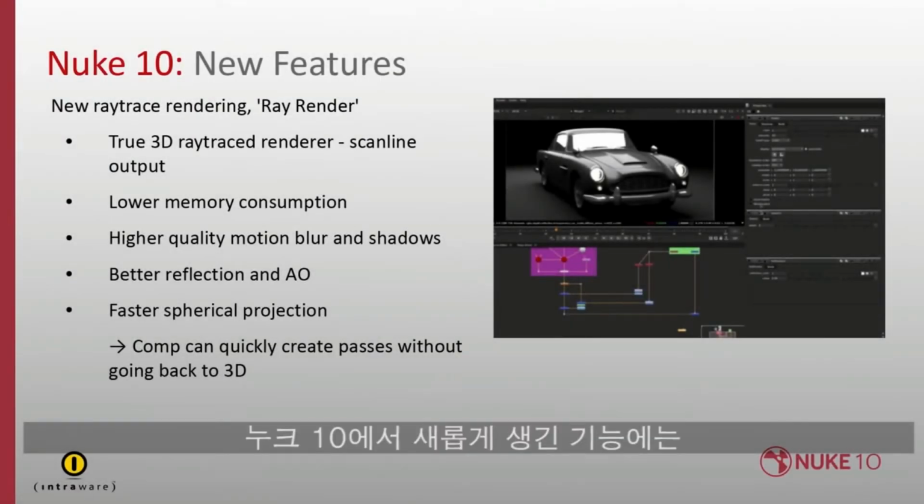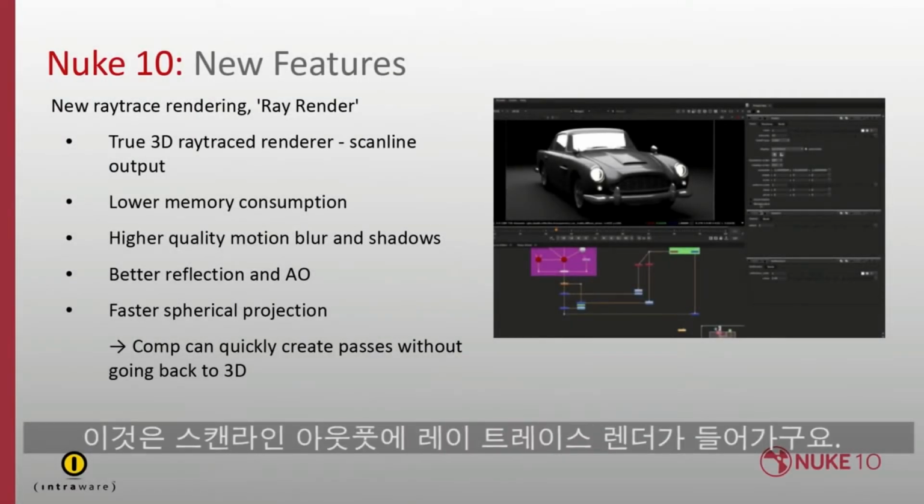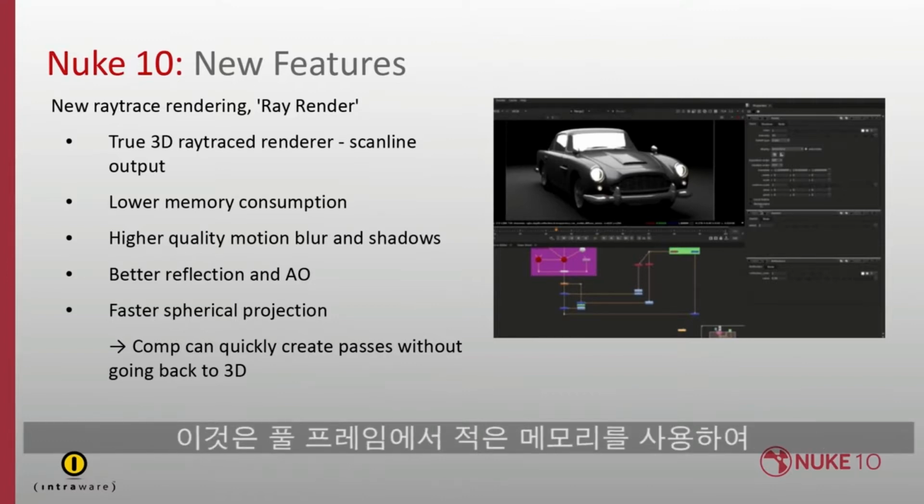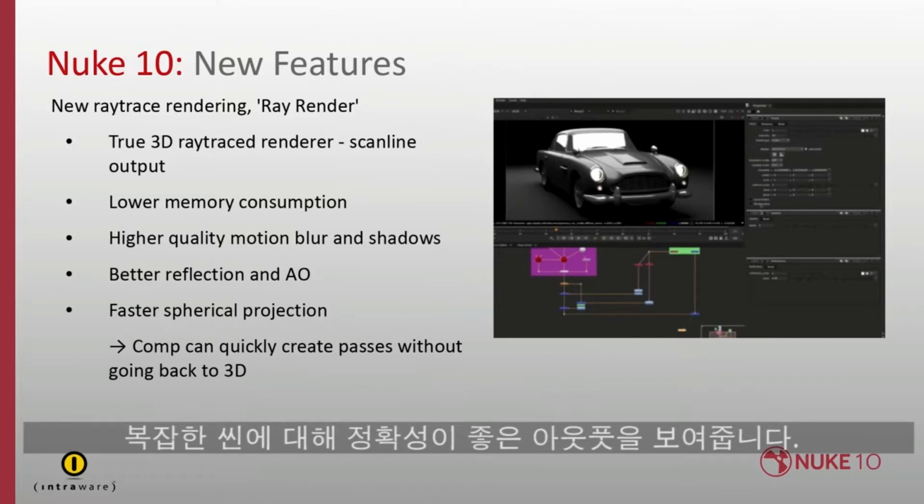A brand new feature of NUKE 10 is the RayRender node. This is a true ray trace renderer with scanline output. It is effectively a replacement for the old scanline renderer in almost all circumstances. It has a lower memory footprint, allowing for more complex scenes with higher fidelity output.